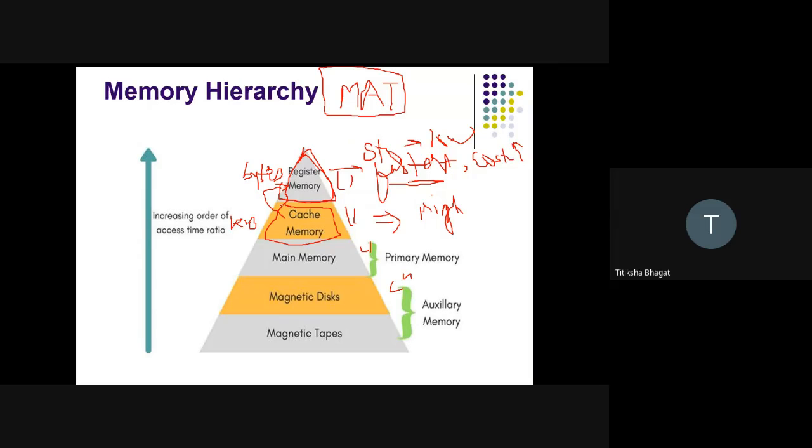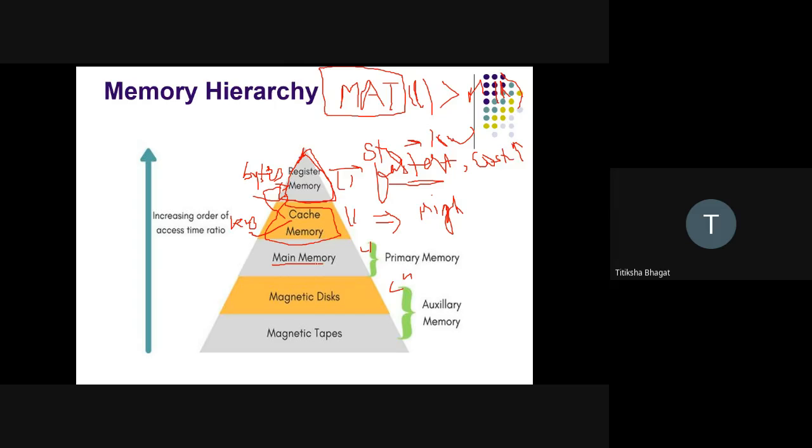Then the cache memories are slower than the register memory. That means the memory access time required by the cache memory will be greater than the memory access time required by the register. So I can say clearly that register memory will have the lesser memory access time, then cache memory will have the memory access time greater than the register memory.